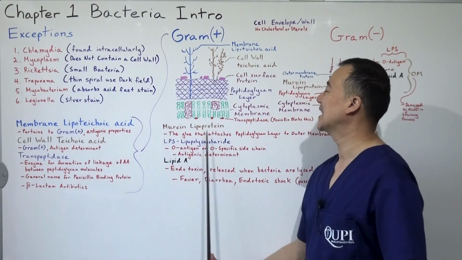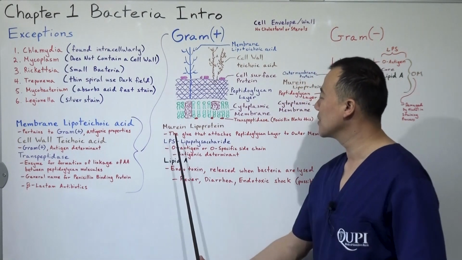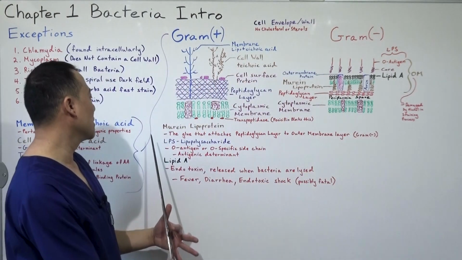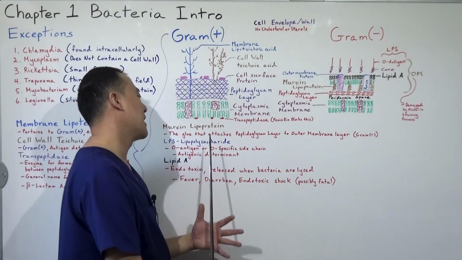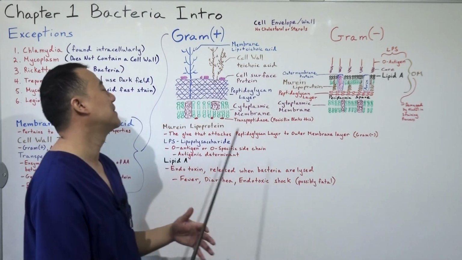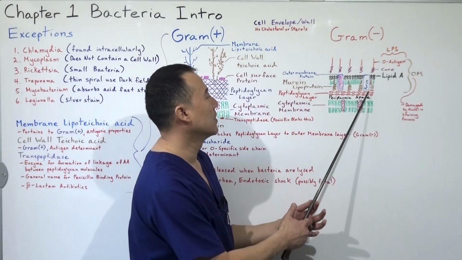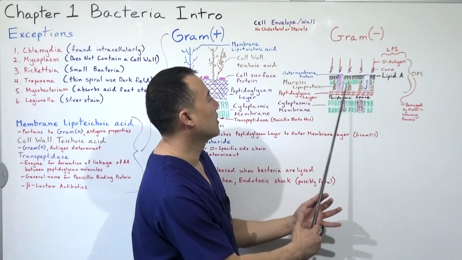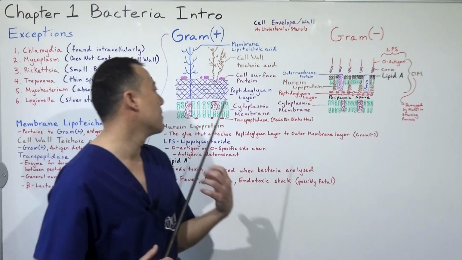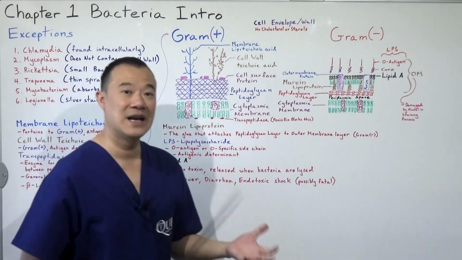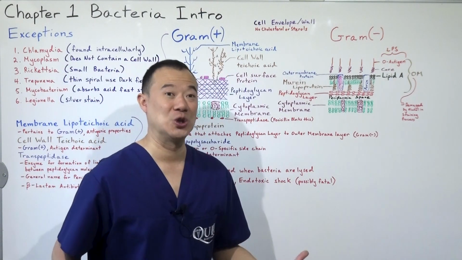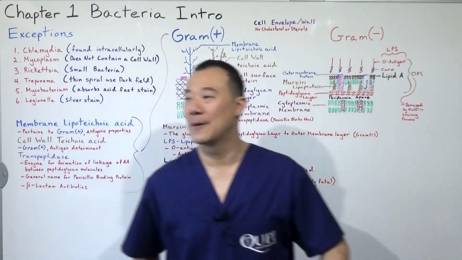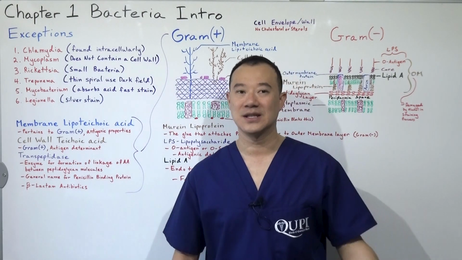Murine lipoprotein. Now, this murine lipoprotein, which is over here in brown, is the glue that attaches the peptidoglycan layer to the outer membrane layer. Very simple. This attaches the peptidoglycan layer here to the outer membrane layer here. And the glue is the murine lipoprotein. And again, why do I care? Yes, it's the glue, but in your vignette, they're going to give you a gram-negative bacteria that's causing the disease.